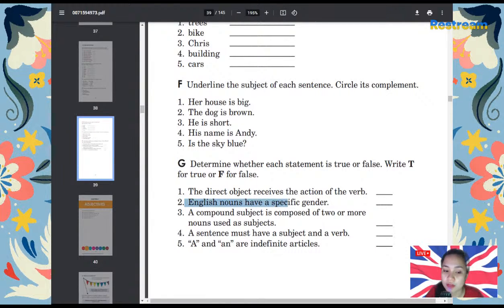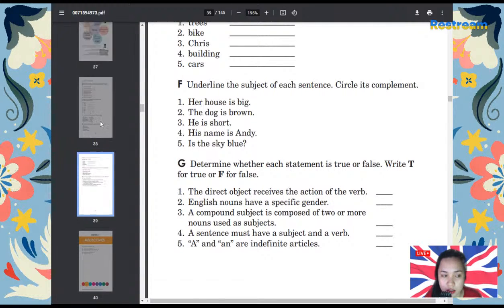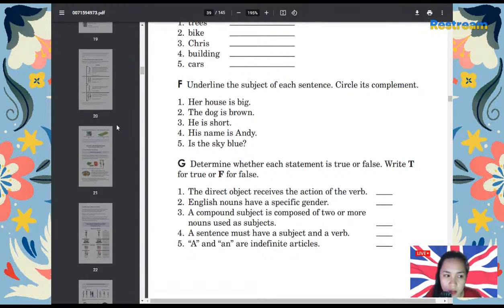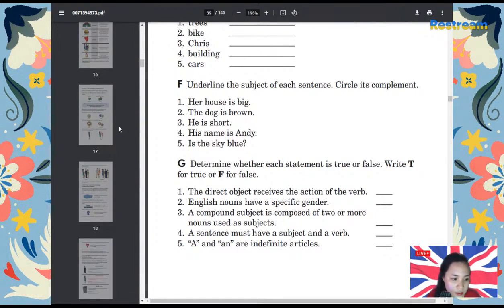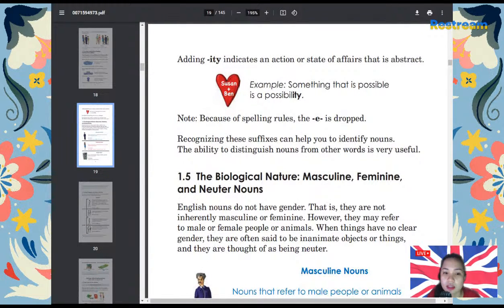English nouns have a specific gender. English nouns have a specific gender. Is that true or false? You answered it as false. Okay, so let's go back to the very first topic where there is the gender of nouns. Where is it? There you go. So let's see if this says here that English nouns have a specific gender.